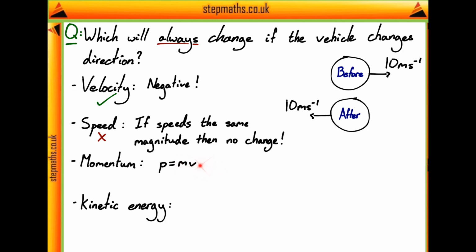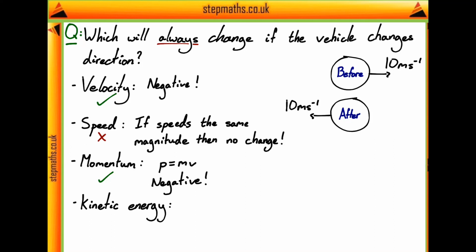Just as before with velocity, when we have something moving in one direction and it changes direction, the momentum is going to become negative. And so for exactly the same reason as with the velocity always changing, the momentum is going to always change, because in one direction it will be positive and the other direction it will be negative, so it can never actually be the same.